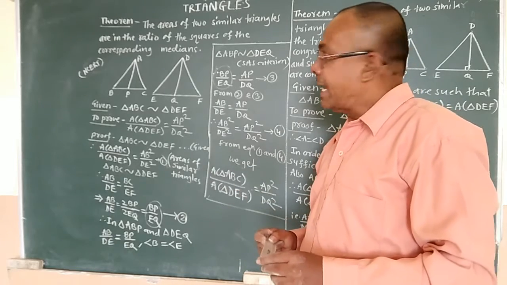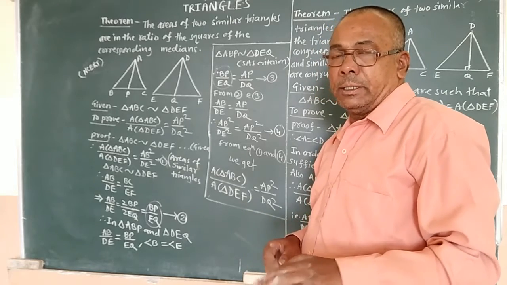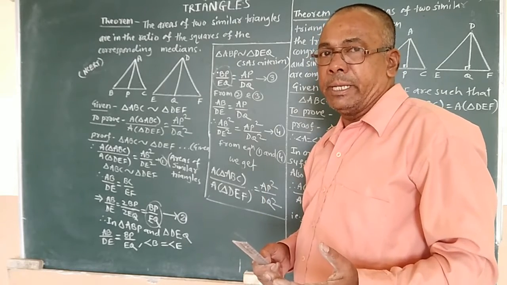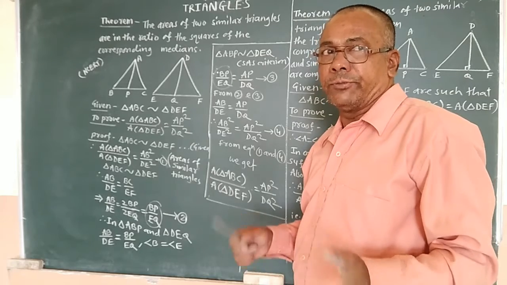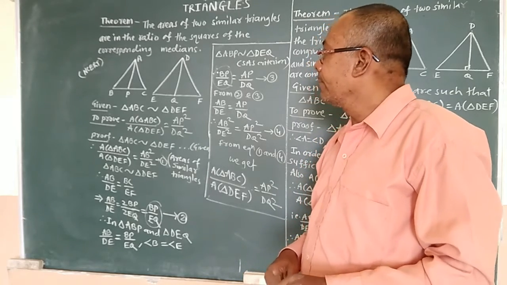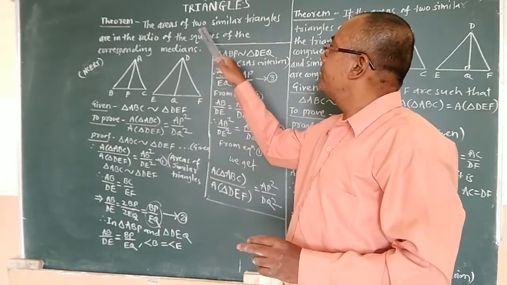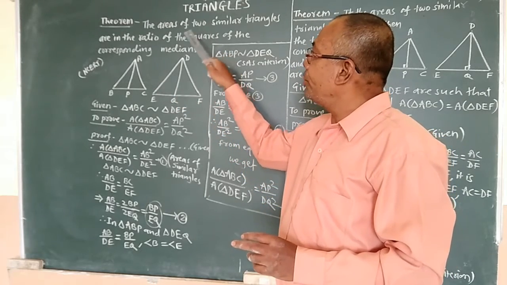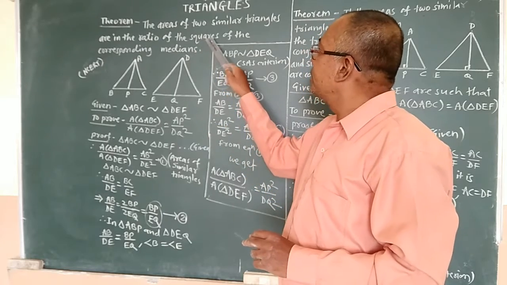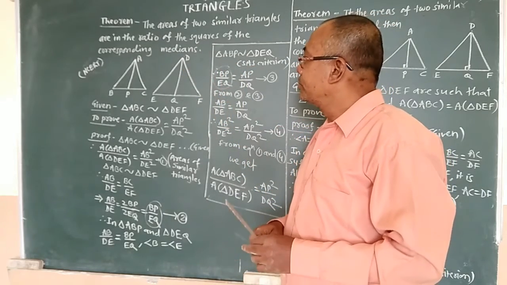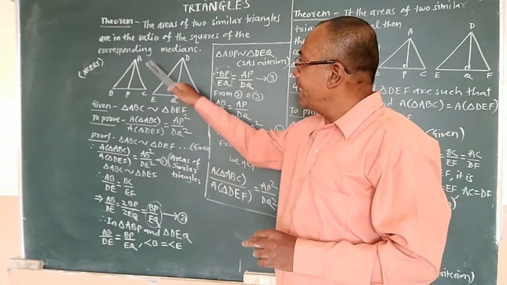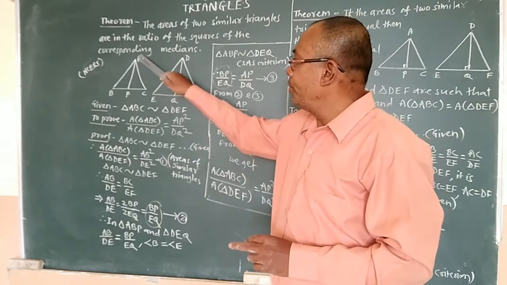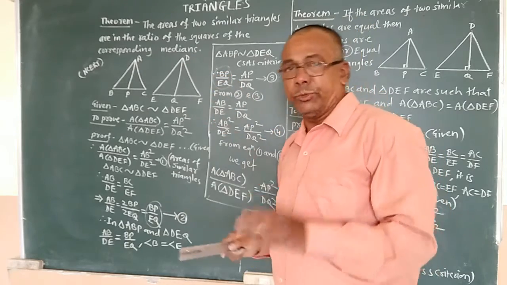Before this, we have seen that if two triangles are similar, then the ratio of the areas of the two similar triangles is equal to the ratio of the squares of the corresponding sides. Here it is given that both the triangles are similar, and the ratio of their areas is equal to the ratio of the squares of the corresponding medians. Means area triangle ABC divided by area triangle DEF is equal to AP square upon DQ square. So we have to prove this.